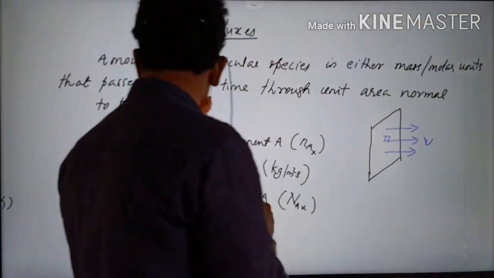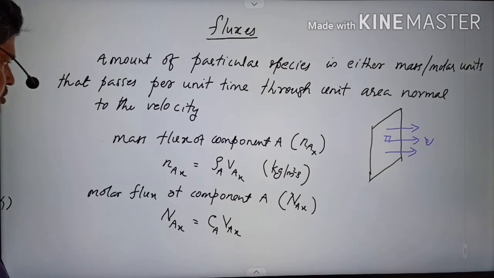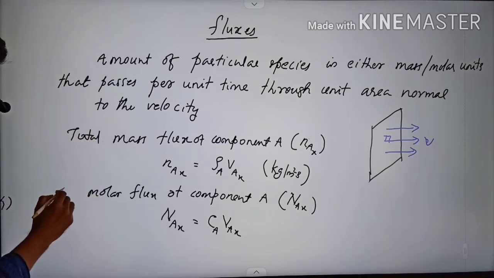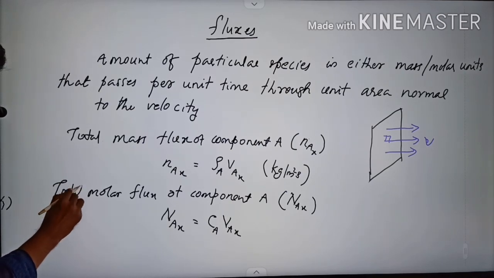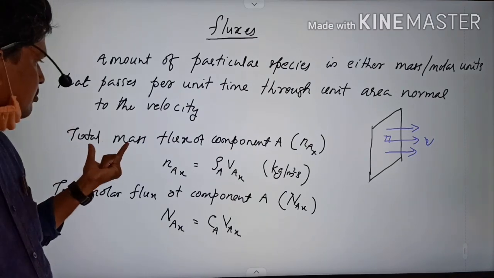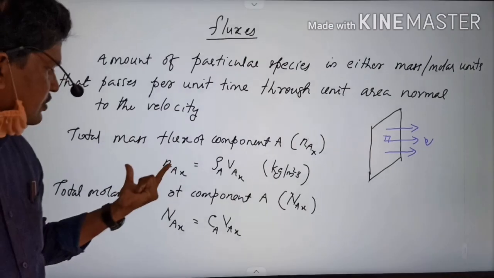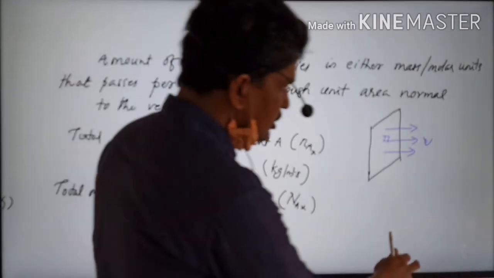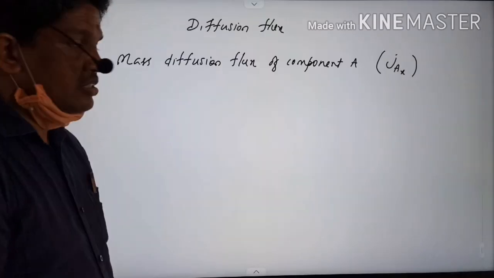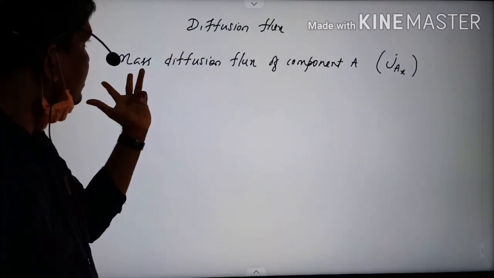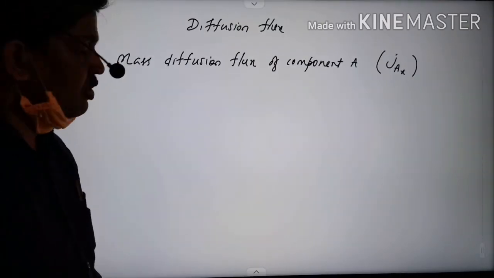This is the total flux. Total mass flux. This is the total mass flux. It's a total molar flux. So two more fluxes, that is diffusion mass flux and diffusion molar flux based on the diffusion velocity. So next is diffusion flux. Diffusion flux can also be expressed based on mass and molar basis.